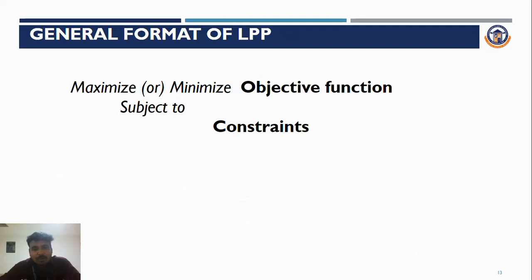Every linear programming problem has two components. One is the objective function, another one is the constraints. So the objective function should be either maximize or minimize. It depends upon the problem. Then they must have the constraints.